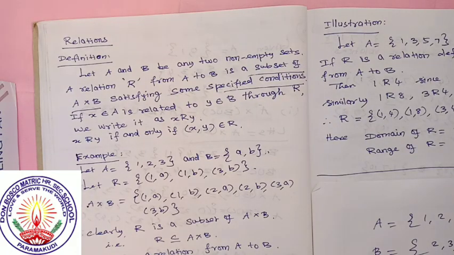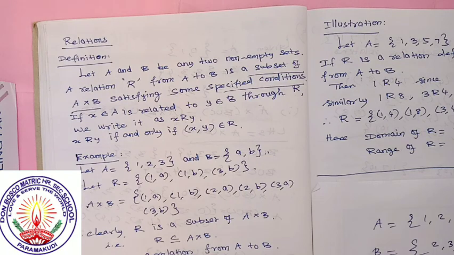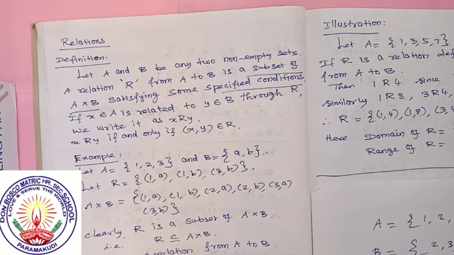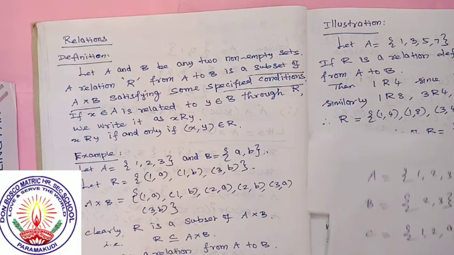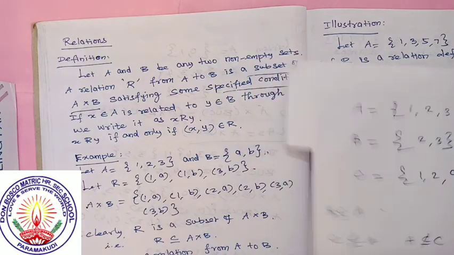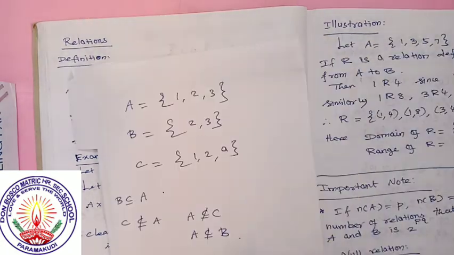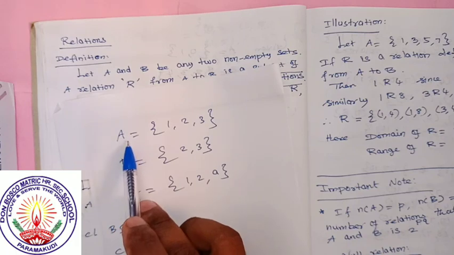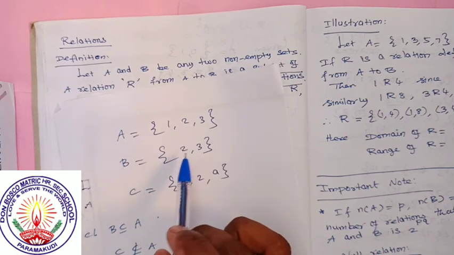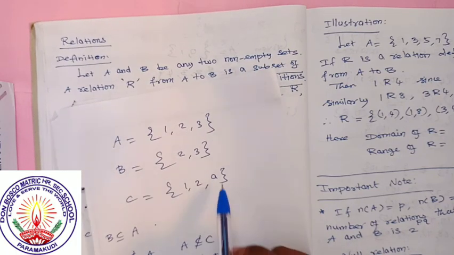Hi students, today in this class we are going to discuss what is a relation. In the last class we discussed the Cartesian product. Now in this class we are going to discuss relations. Before that, let us recall the definition of a subset. Consider the sets A = {1, 2, 3}, B = {2, 3} and C = {1, 2, a}.